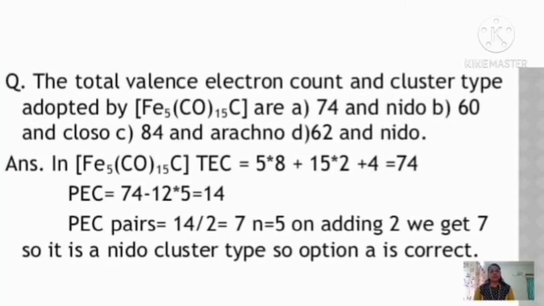Here n, the number of metal atoms, is 5. On adding 2 to it, we get the polyhedral electron pair count, 7. So it is of the type n plus 2, and n plus 2 is the condition of a nido cluster. So option A is correct: 74 is the total electron count, and we obtained the nido type cluster by finding the polyhedral electron pair count.